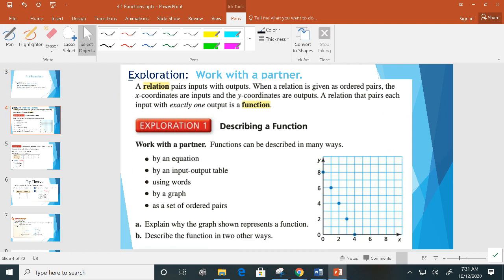So first thing that we want to write down here is this important part right in here, determining what a function actually is. So we have a relation which pairs inputs with outputs. When a relation is given in ordered pairs, the x-coordinates are inputs and the y-coordinates are outputs. The key thing here is understanding what a function is. A relation that pairs each input with exactly one output is a function.